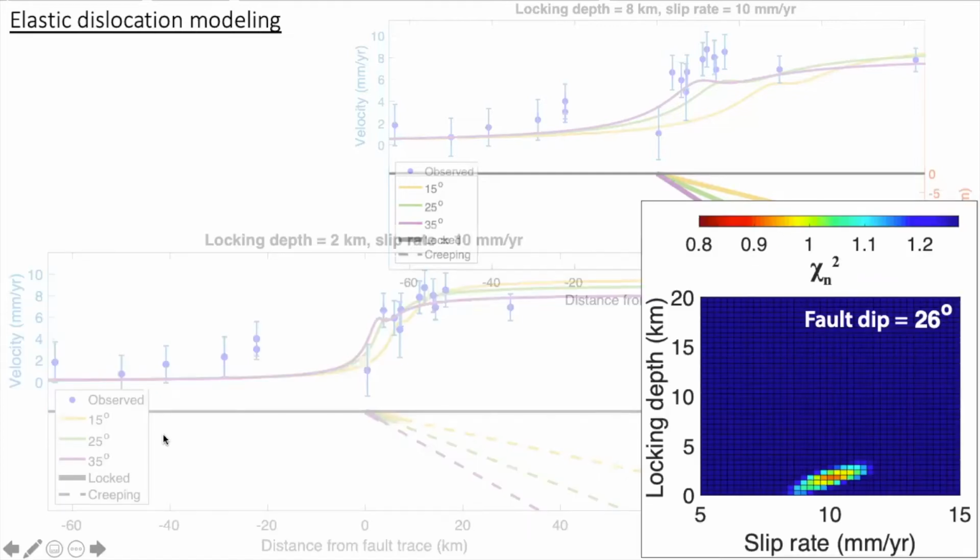And again, these are just illustrations of what the model outputs look like, but really we're spanning the parameter space as best we can. And so for any given fault dip, we have a plot that looks like this, where we plot the fit to the data by the reduced chi-squared. So here, warm colors are showing a better fit to the data, and cool colors are showing a worse fit to the data. So for a 26-degree dipping fault, we know that the slip rate is probably around 10 millimeters per year, and the locking depth is somewhere between 1 and 3 kilometers.